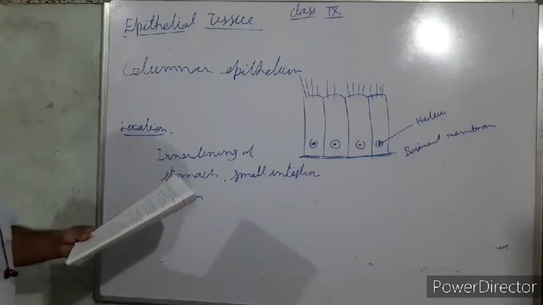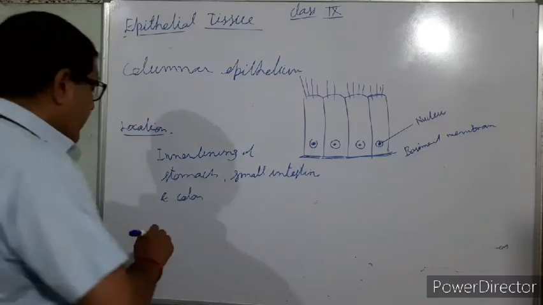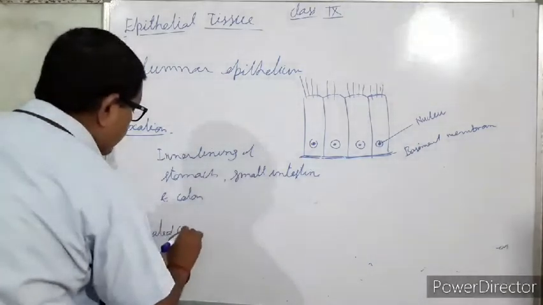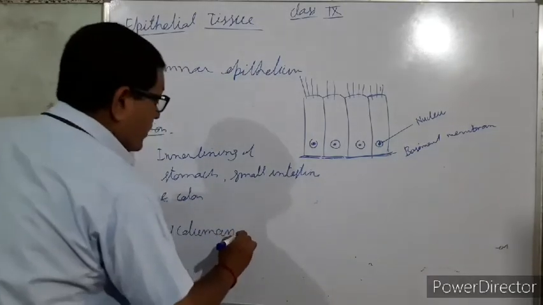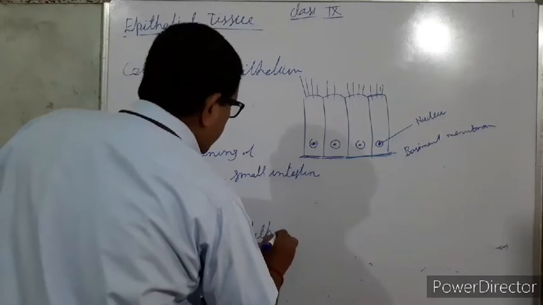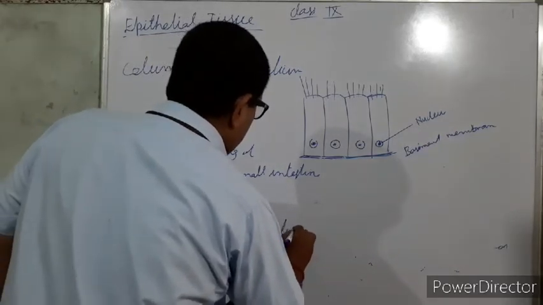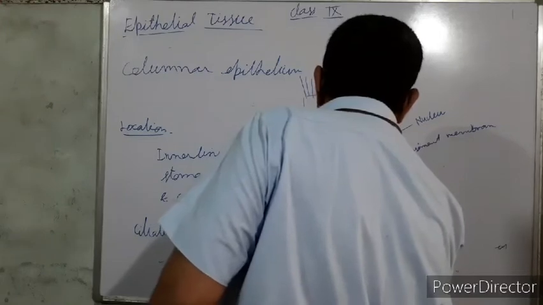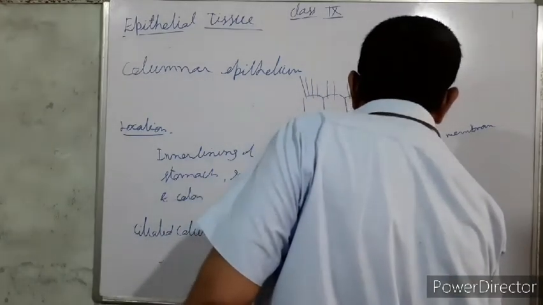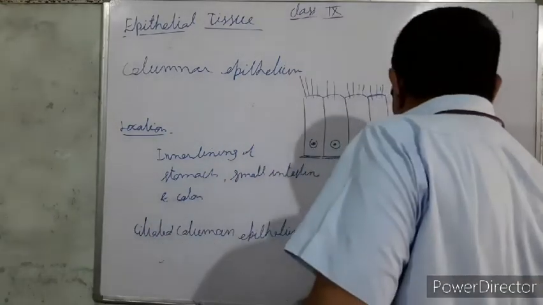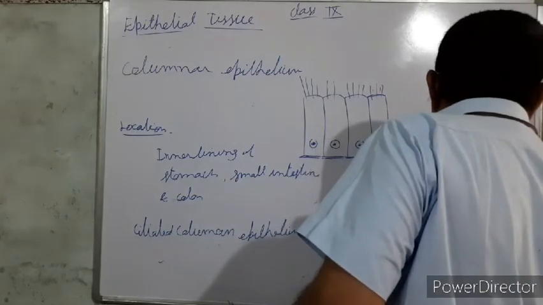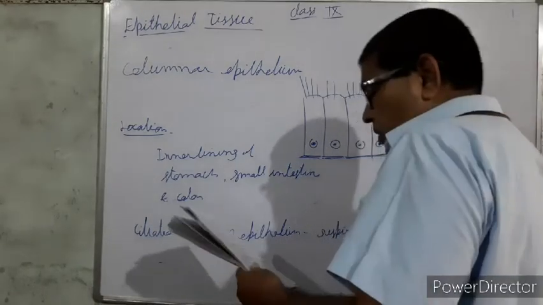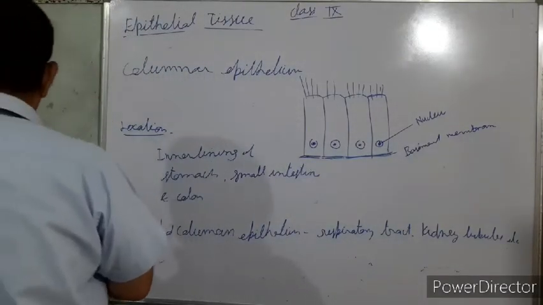Ciliated columnar epithelium is found in the respiratory tract, kidney tubules, etc.